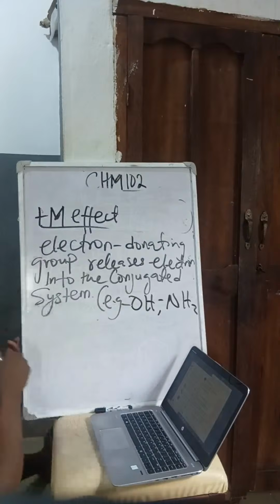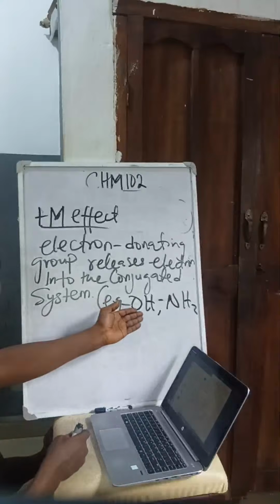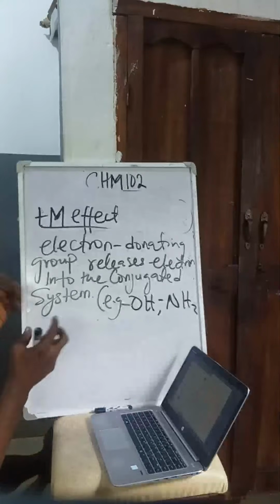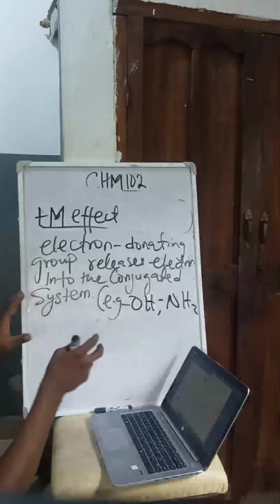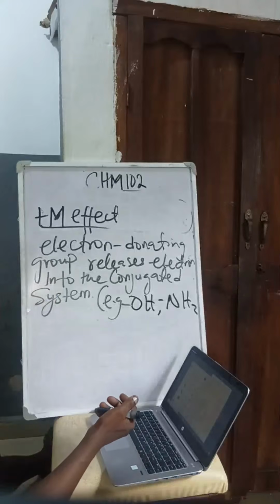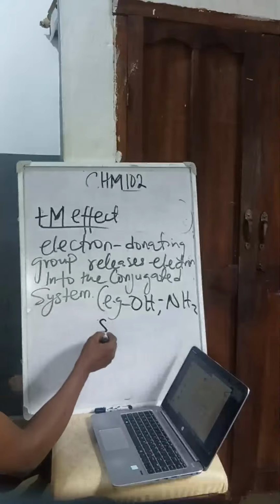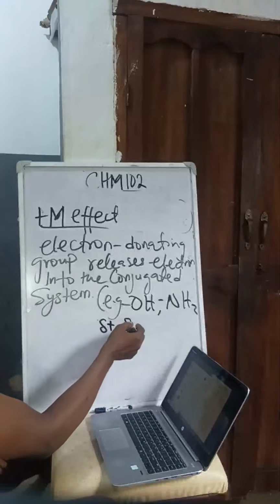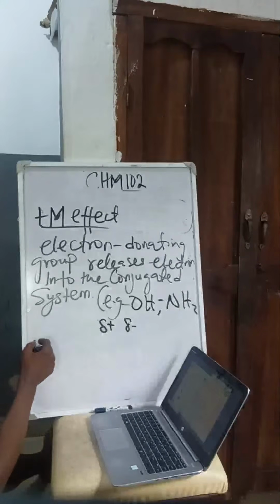In the process of doing that, the conjugated system becomes negative, and this seems to be partially positive. Okay, and when it is partial, it's not permanent, just like the other electronic effect. In this case, you'll be using delta positive and delta negative.